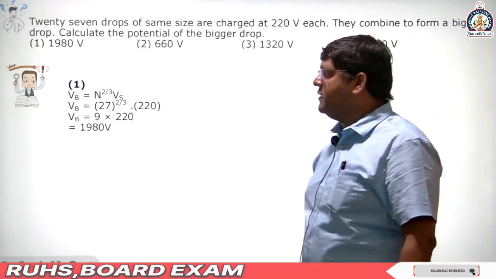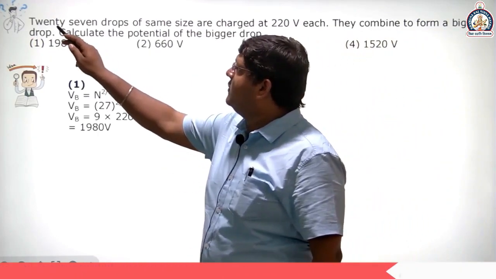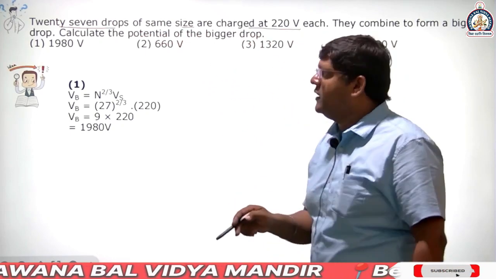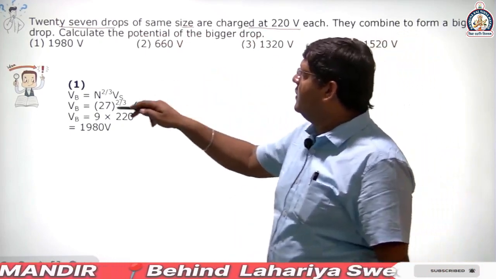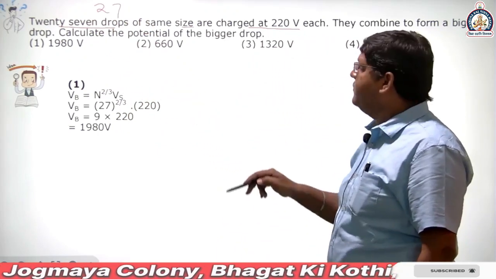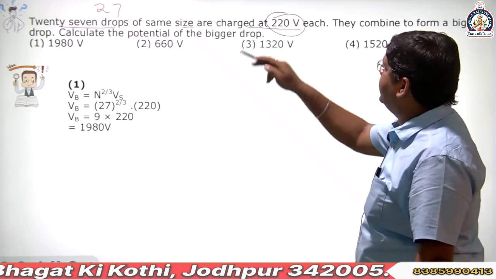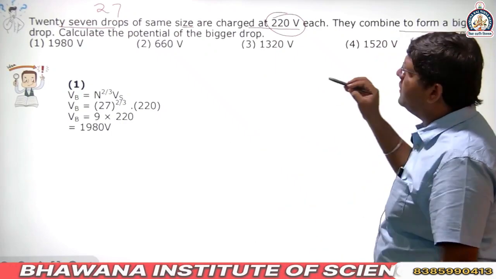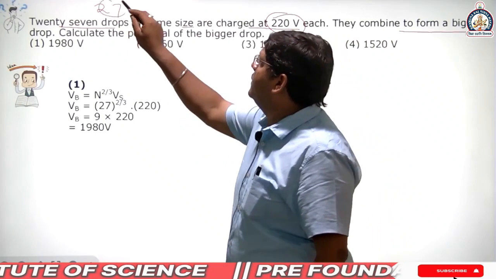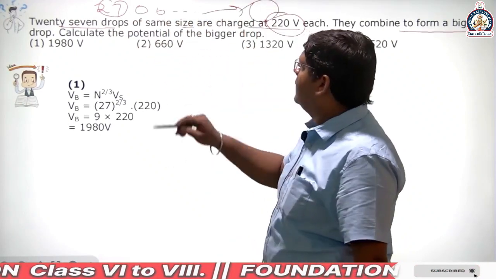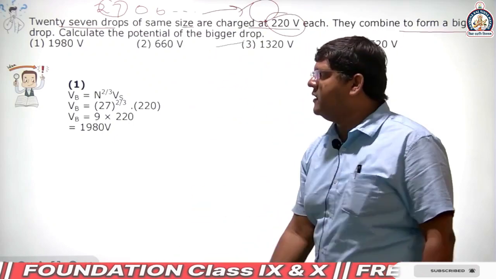Moving to the next part, the question says 27 drops of the same size are charged to 220 volt each. We are provided with 27 drops of the same size, charged to a voltage of 220 volt. Now the question says they combine to form a bigger drop. 27 small drops combine to form a bigger one. Calculate the potential of the bigger drop.